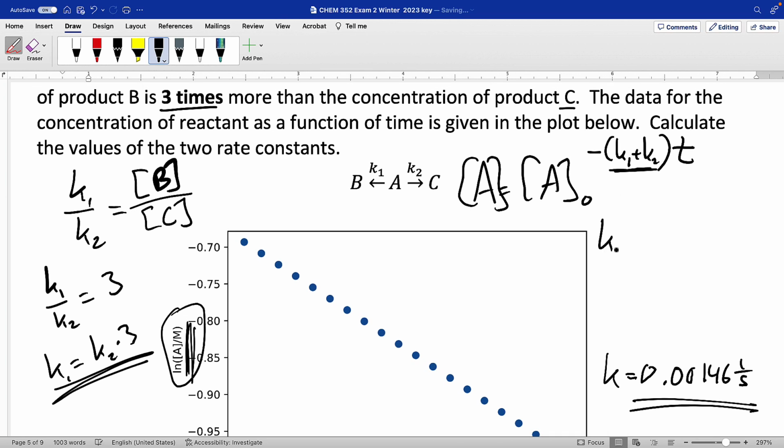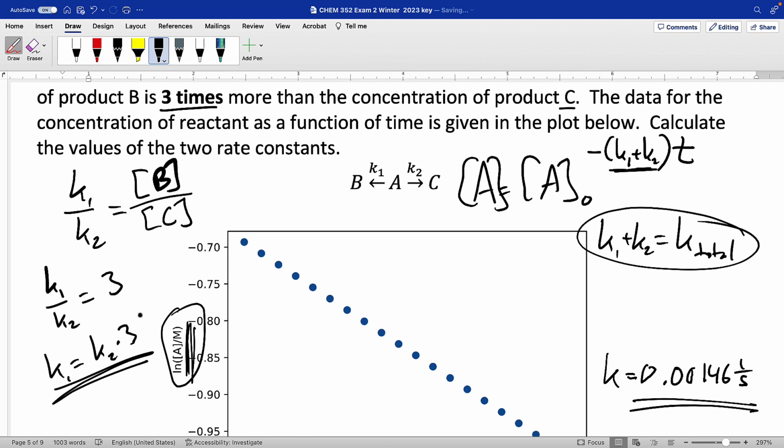So we can say K1 plus K2 is equal to K total. So now we have another equation. We have two equations, right? We have K1 plus K2 equals K total, and we have this relationship that K1 is 3 times bigger than K2. So we could plug that in.